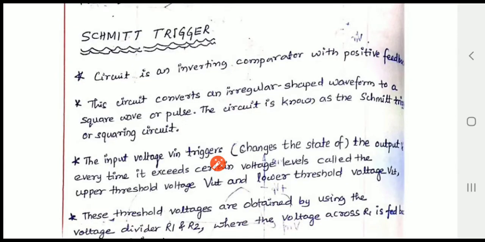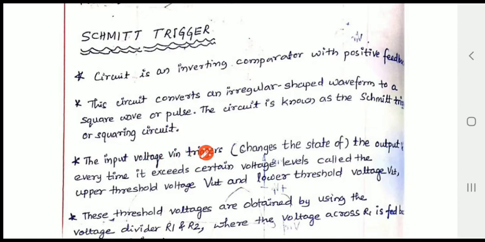Now we'll start with the next topic. So that is Schmitt trigger. So what is Schmitt trigger here? The circuit which converts an irregular shaped waveform to a square wave or pulse. So the circuit is known as Schmitt trigger or squaring circuit.